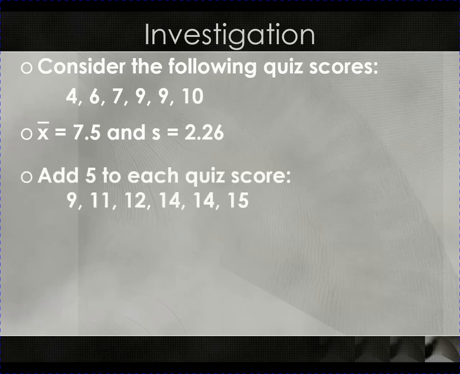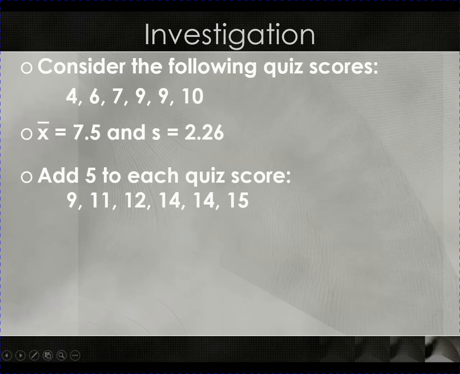So let's think about this. If we added 5 to each quiz score: 5 plus 4 is 9, 6 plus 5 is 11, 7 plus 5 is 12, 9 plus 5 is 14, and 10 plus 5 is 15. So we added 5 to each score. What is that going to do to our mean and to our standard deviation?